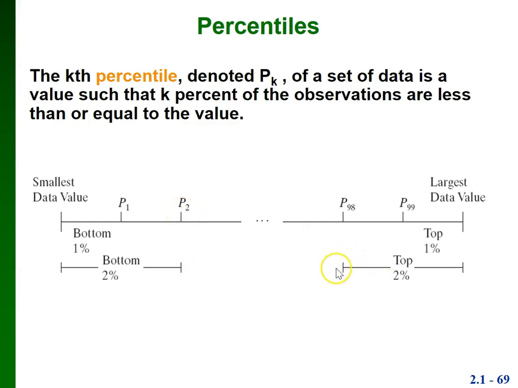If we look at P98, that would be the value such that 98% of the data values are below that. So we could also think of that as that 2% of the data values are greater than that value.